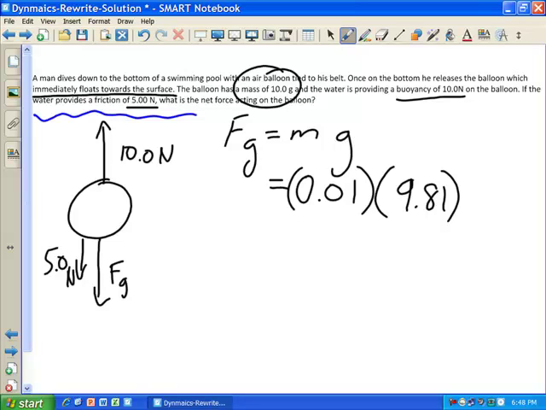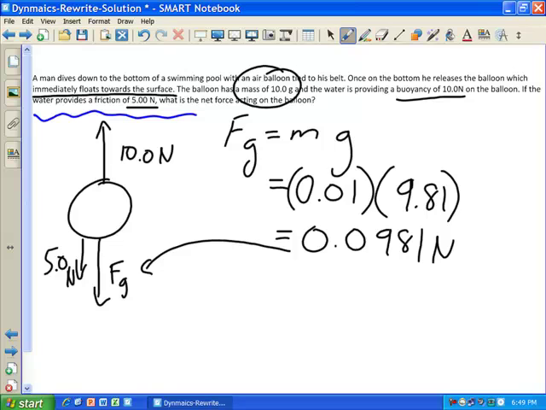I'll just bang that into the calculator and we'll see what we get. 0.01 times 9.81. And I'm going to get a pretty small force here, 0.0981 newtons. Okay. So I've got a force of gravity now. I can just use it right here, acting here. But how do I put this together as a net force?